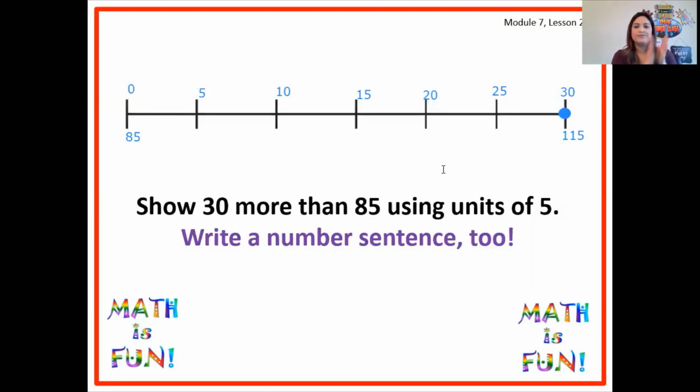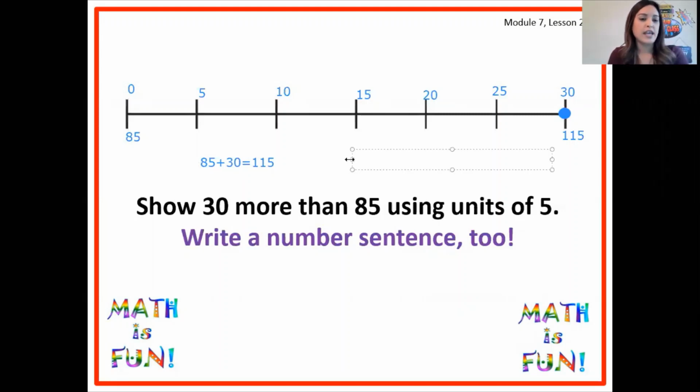Very good. Did you get it right? Did you do it by yourself? Okay, so now it says write a number sentence too. So we can do two different number sentences. We started at 85, we added, or we showed 30 more, and that equaled what? 115. That's one number sentence we can show.